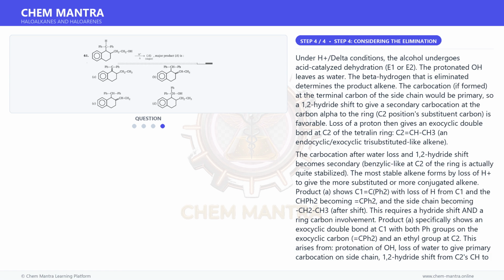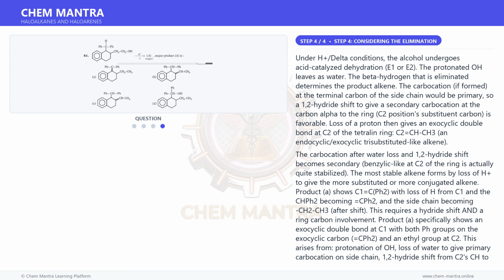Loss of a proton then gives an exocyclic double bond at C2 of the tetralin ring, C2 double bond CH, CH3, an exocyclic trisubstituted alkene. The carbocation after water loss and 1,2 hydride shift becomes secondary, benzylic-like at C2 of the ring, which is actually quite stabilized. The most stable alkene forms by loss of H+ to give the more substituted or more conjugated alkene.